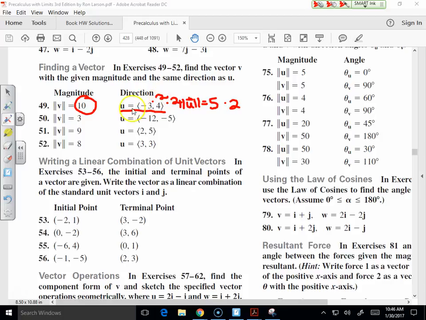So what are the components of the new vector, which has a magnitude of 10 and is in the same direction as negative 3, 4? Negative 6, 8. So it was a little weird in the question that it was asking. However, not impossible.